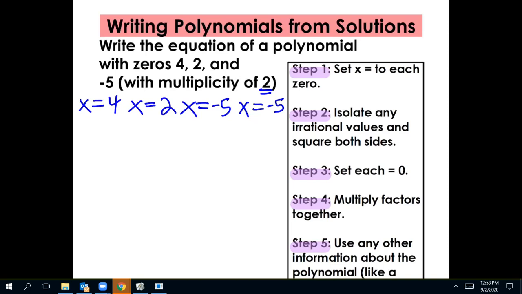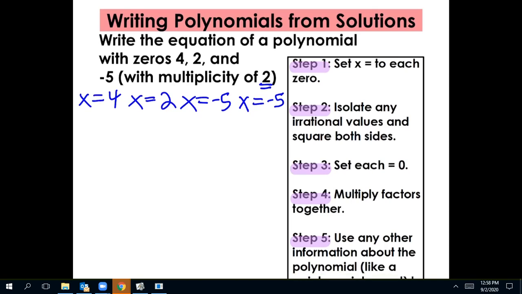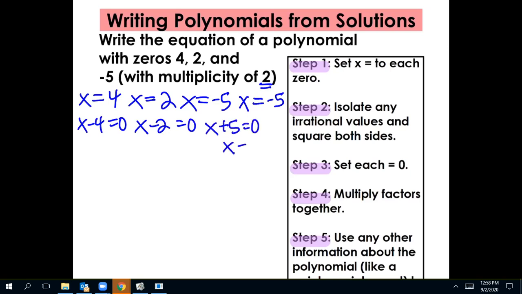I know we could just go ahead and write them as factors, but I want to show you the process so you can get used to it when you see something more complicated. Next step is not relevant here because we don't have any irrational values, so we'll move on to step 3, where we set each equal to 0. So that's going to be x minus 4 equals 0, x minus 2 equals 0, and then x plus 5 equals 0, and x plus 5 equals 0. We want to write those twice.